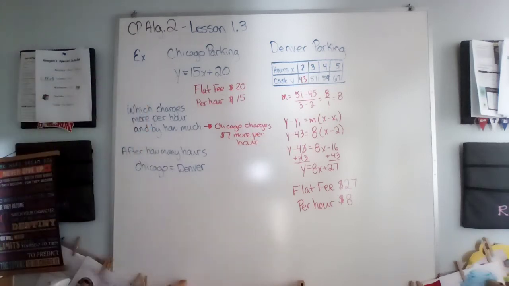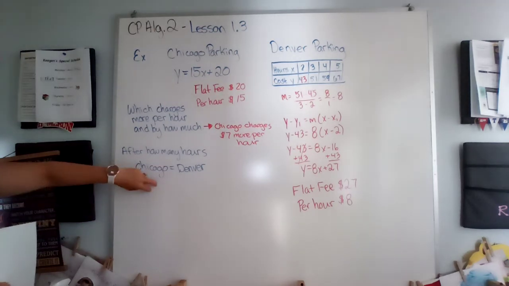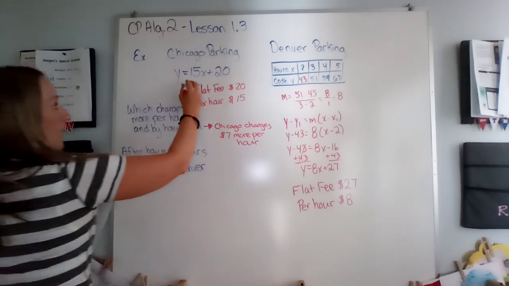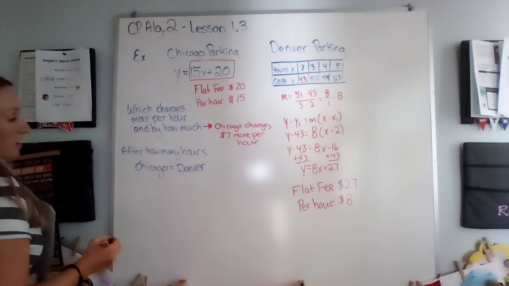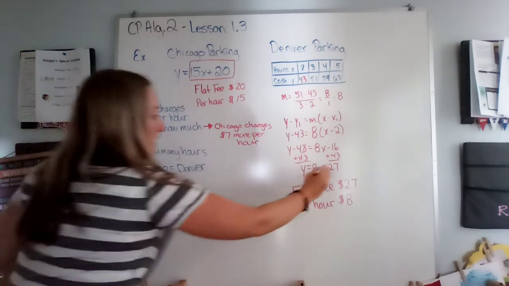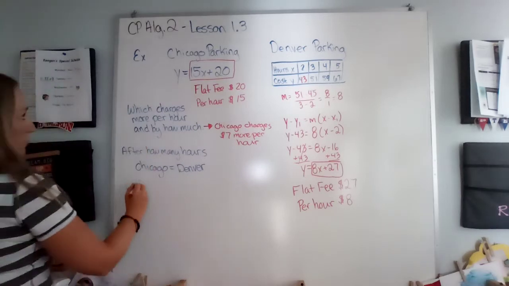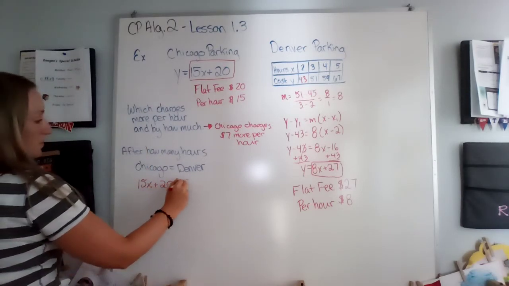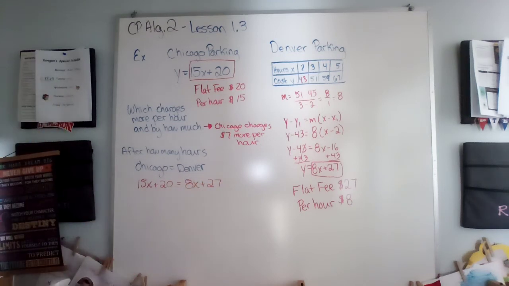All right, the last thing says, after how many hours is Chicago equal to Denver? And I wrote it this way on purpose. When is Chicago equal to Denver? Well, if this is Chicago's equation that they use to figure out their rate, I want to know when is that going to be equal to this? So I take Chicago, which is 15x plus 20, and I set it equal to Denver, which is 8x plus 27. And I can solve for x.